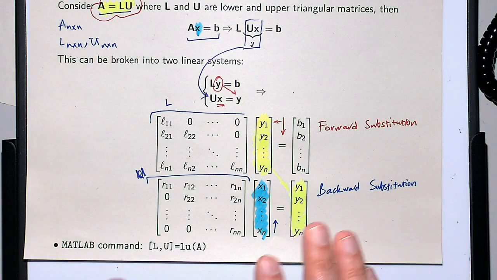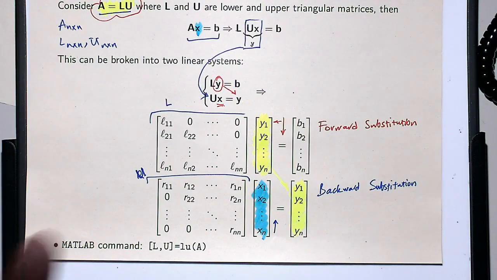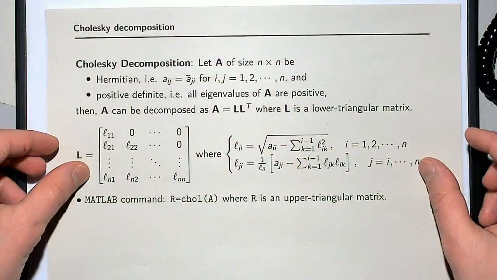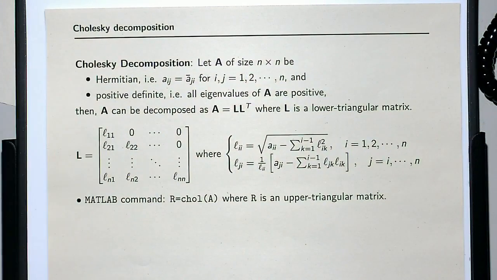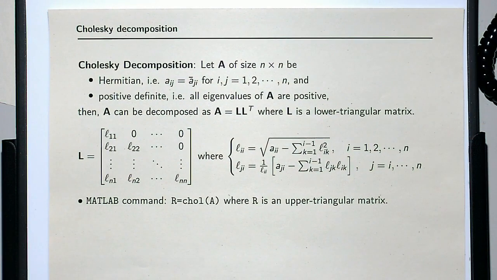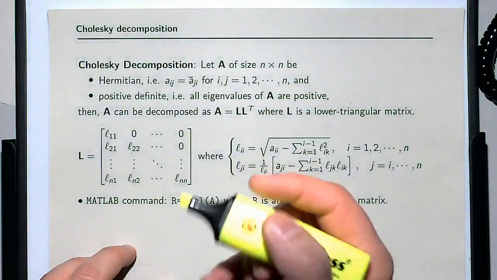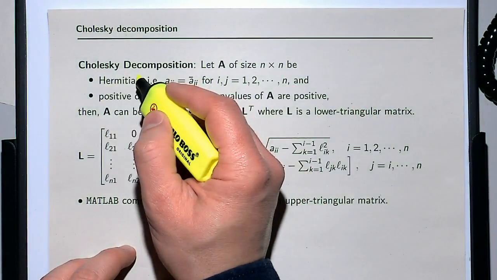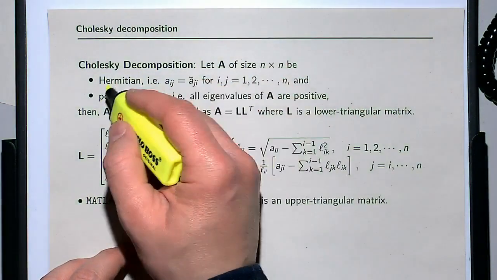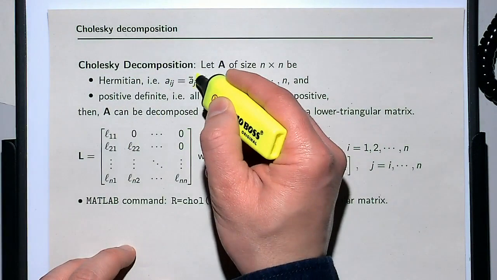Okay, so with the same idea, we have another type of decomposition, and that is Cholesky decomposition. It's the name of a person who discovered this. But this time we have a bit more restriction on matrix A. So if we have this matrix A as a square matrix n by n, and this A is Hermitian. Have you heard about this? So we call a matrix A Hermitian if we have this property.